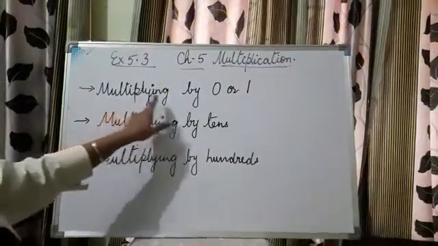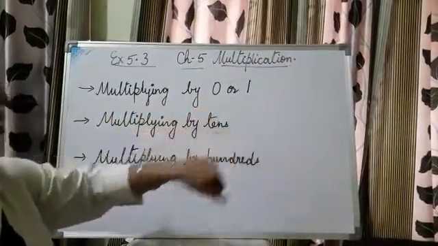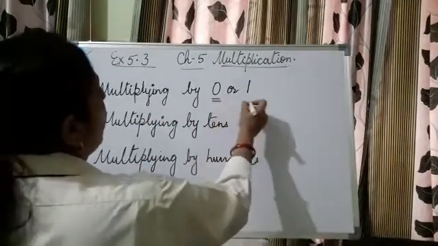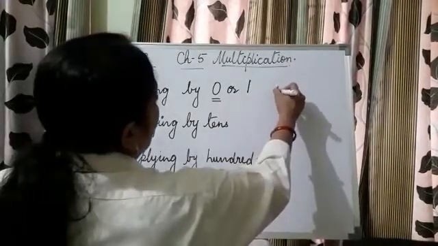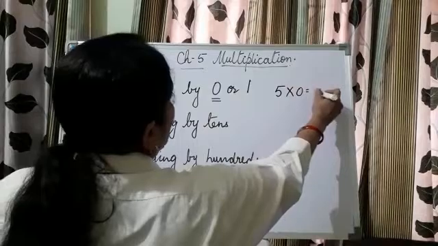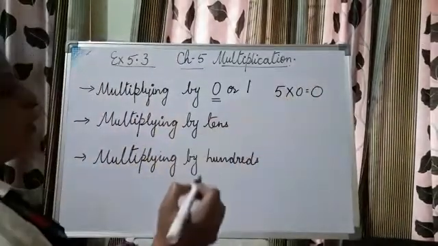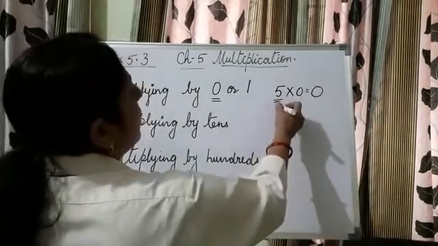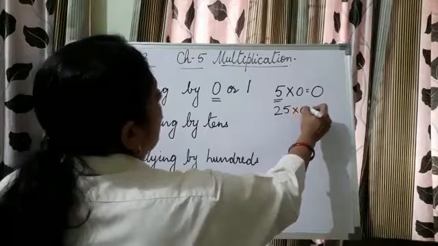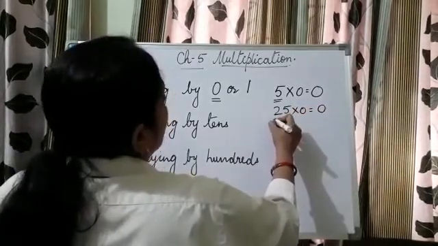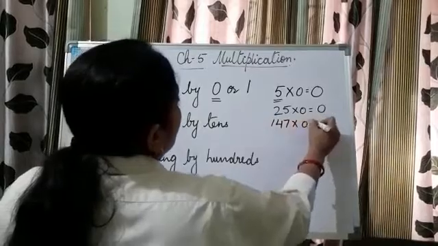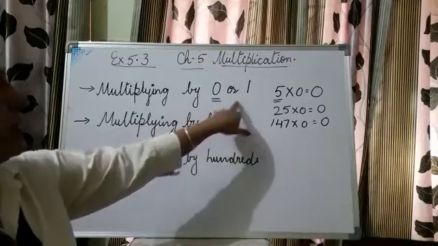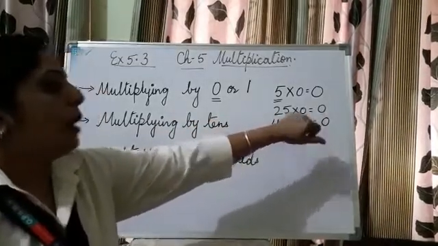First is multiplying by 0 or 1. Whenever any digit is multiplied with 0, say we multiply 5 with 0, the answer, or the product, will always be 0. Whether it is a single-digit number or a double-digit number or a 3-digit number, the answer will be 0, which means when any number is multiplied with 0, the product is always 0.